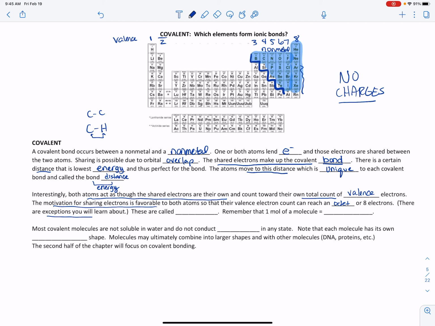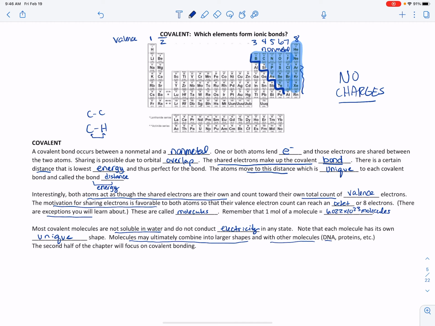And so these are called molecules. And remember, 1 mole of a molecule is 6.022 times 10 to the 23rd. And again, we still call them molecules. Most covalent compounds are not soluble in water, and they do not conduct electricity in any state. And note that they have their own unique shape. Maybe I should say specific shape. They may combine into larger shapes with other molecules.